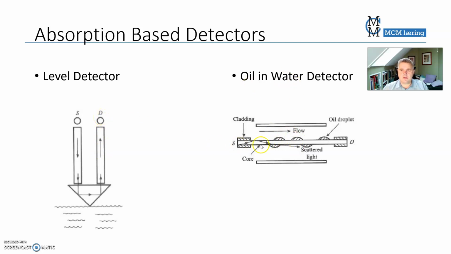Here, oil in water detector. If you have an open piece of fiber without cladding, if droplets form here, you will have light escaping because the change in refractive index from glass to oil is lower than the one from glass to air, in this case, or glass to water.